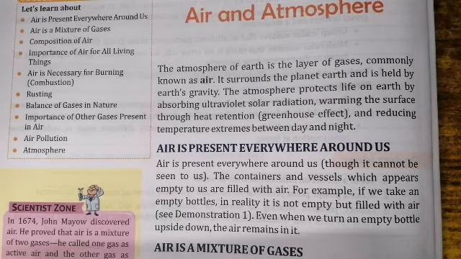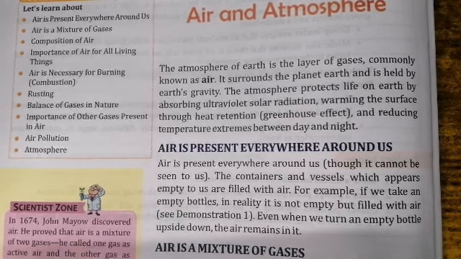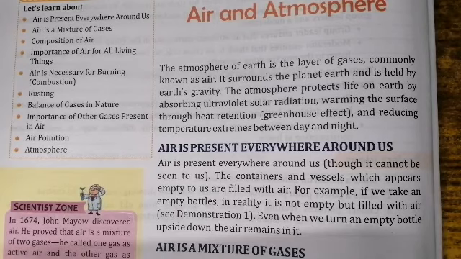What is air? The atmosphere of Earth is the layer of gases commonly known as air. That means it's an envelope that surrounds the Earth. We call it atmosphere.